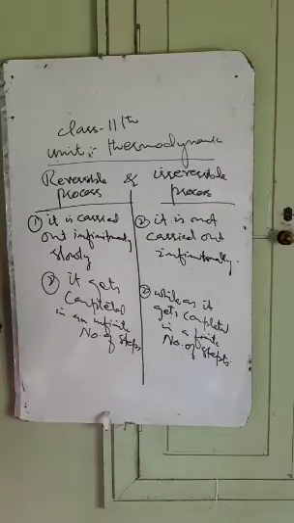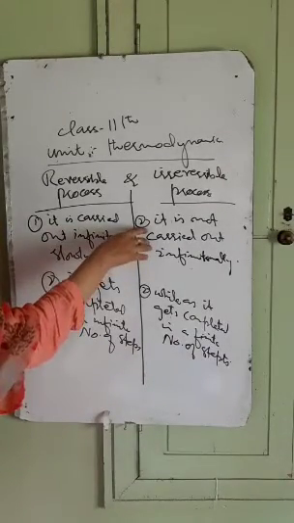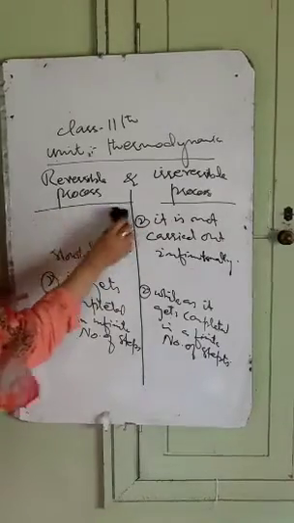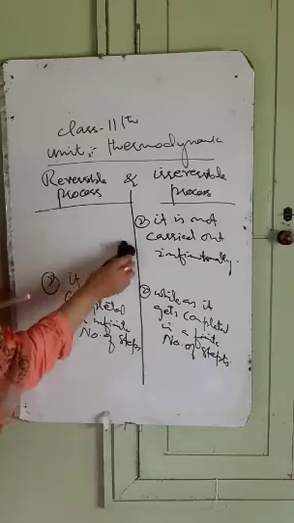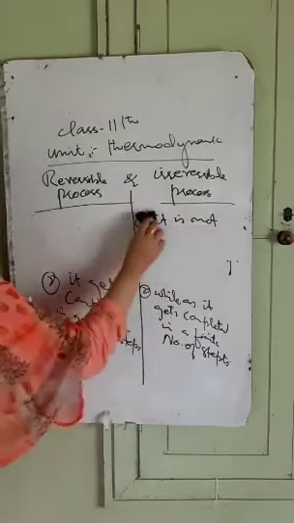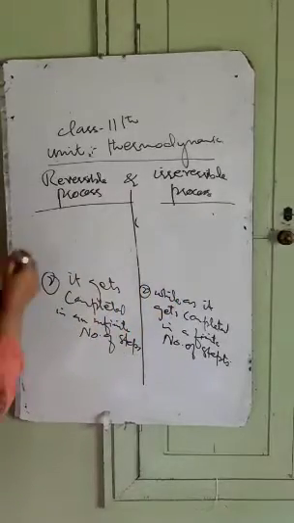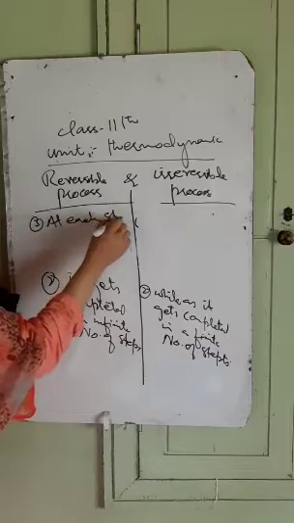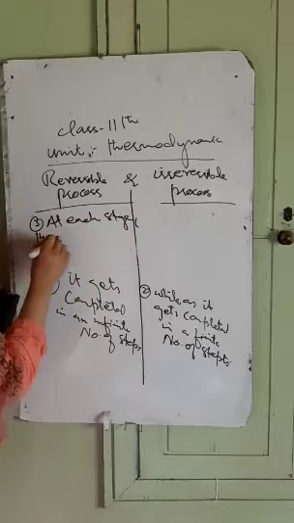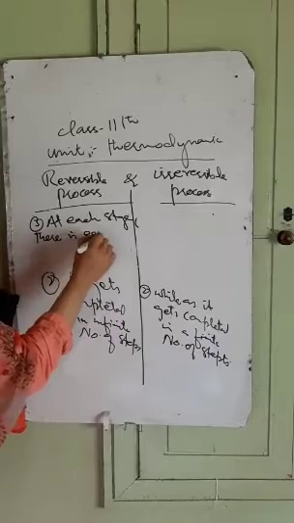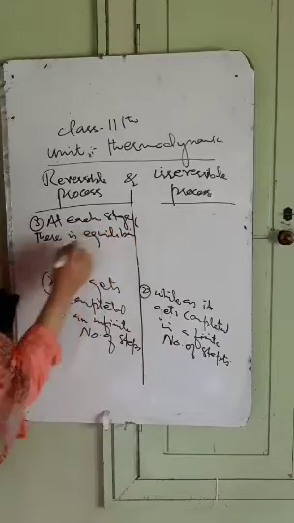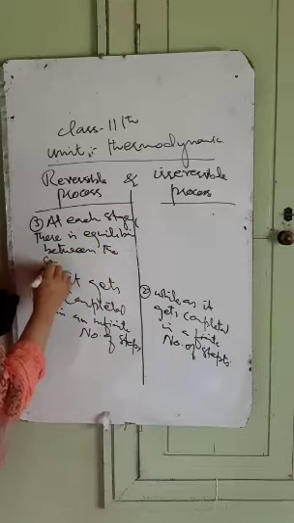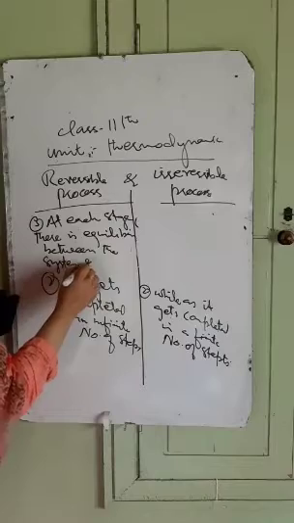There is always equilibrium between the system and the surroundings. There is equilibrium only at the initial and the final state of the process. There is equilibrium at each stage. There is equilibrium between the system and the surroundings. At each stage, number 3rd point, there is equilibrium between the system and the surroundings.